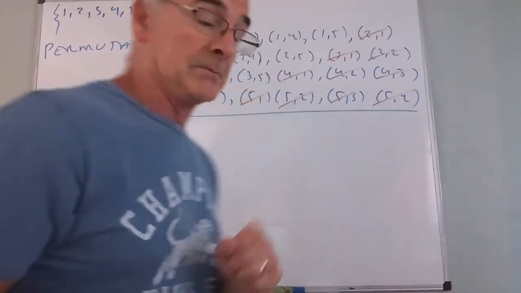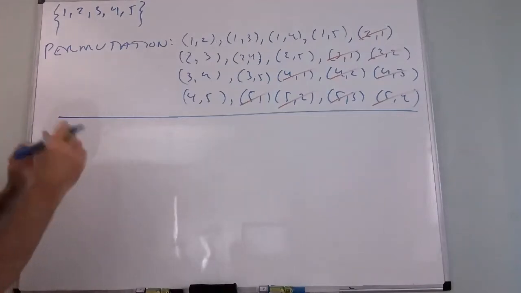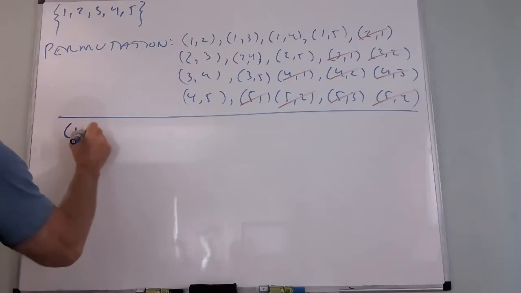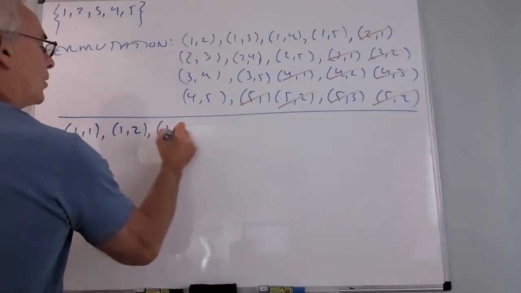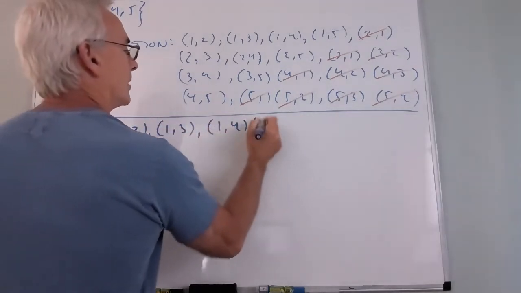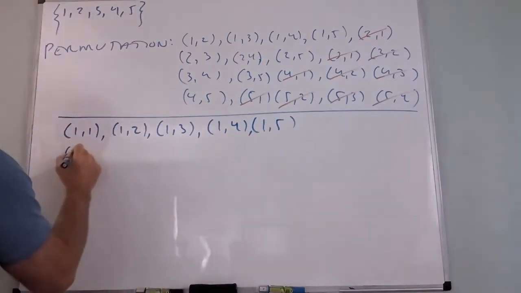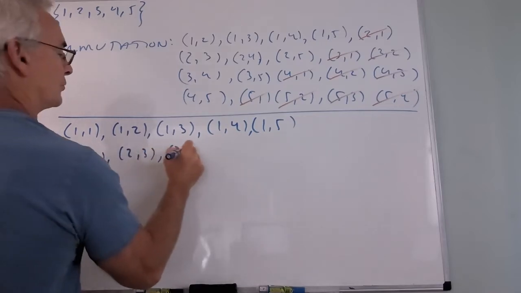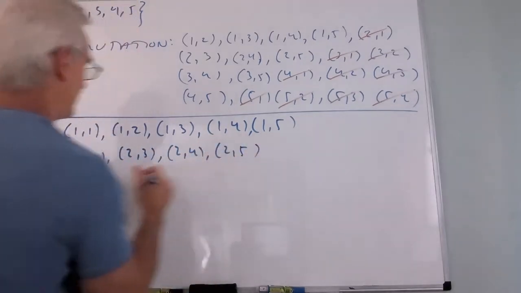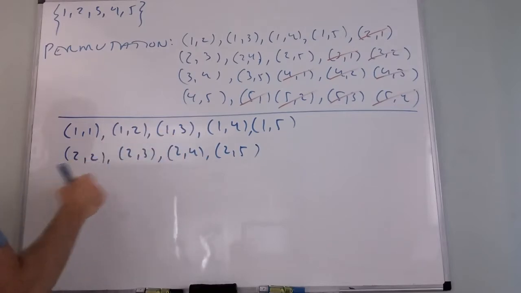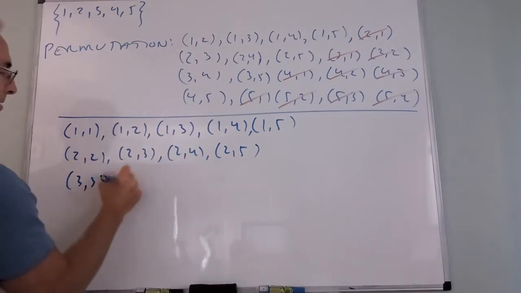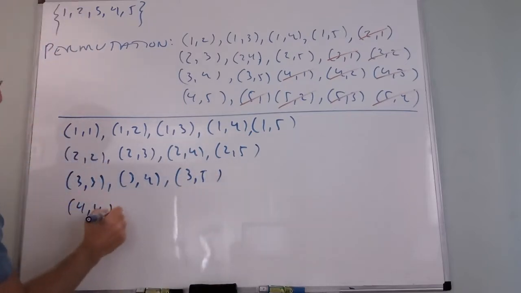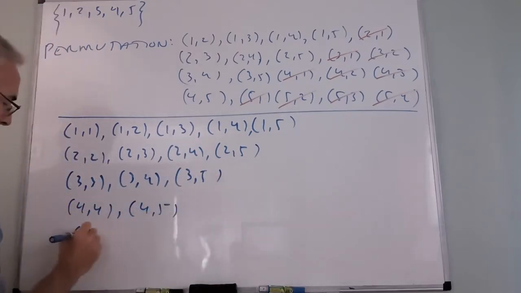It's just 2 scoops. So in the last case, where I just want to take 2 things, I'm not putting them in order, I want 2 scoops. What are my possibilities? Well, now I can have 1, 1, 1, 2, 1, 3, 1, 4, 1, 5. Not 2, 1, I've already got 2, 1, but 2, 2, 2, 3, 2, 4, 2, 5. Not 3, 1, I've already got that. Not 3, 2, I've already got that, but I could have 3, 3, 3, 4, 3, 5. You kind of get the hang of what's going on. 4, 4, 4, 5, 5, 5.